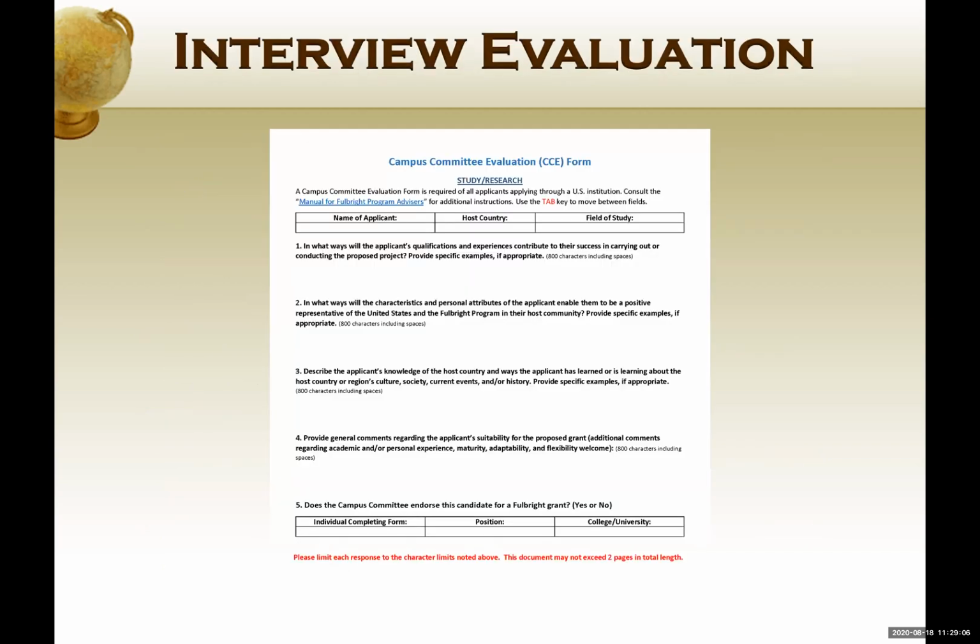So I mentioned I would show you the campus community evaluation forms. Again, you can find these on Fulbright's website. It's public information, but this is essentially a copy of the document that your reviewers will have to fill out. It says study research grants. This is for anyone doing anything academic or creative while they're abroad, so basically everyone but an ETA applicant.